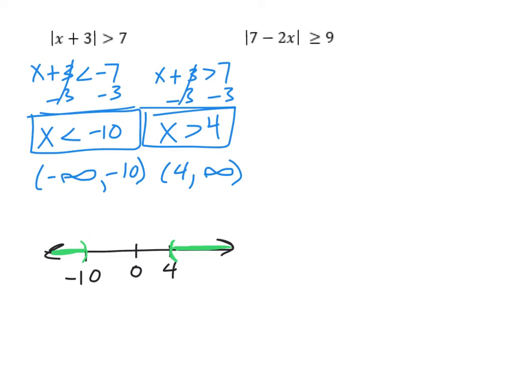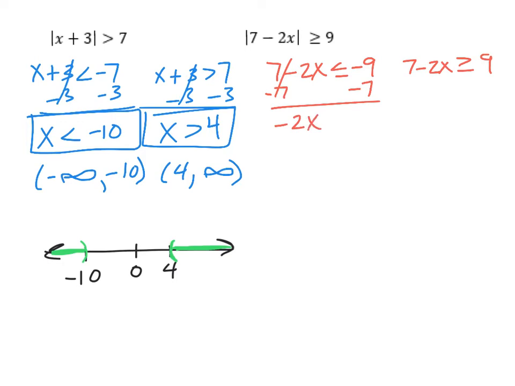All right, we'll do one more here. We got to solve 7 minus 2x less than or equal to negative 9. And then we got to do 7 minus 2x greater than or equal to 9. We'll start over here, taking away 7. Negative 2x is less than or equal to negative 16.